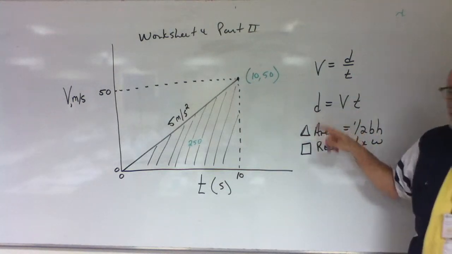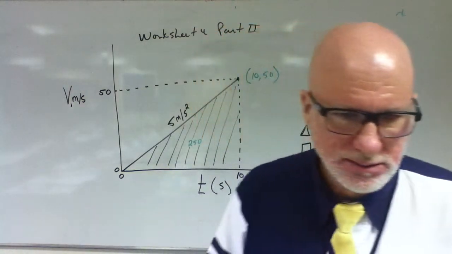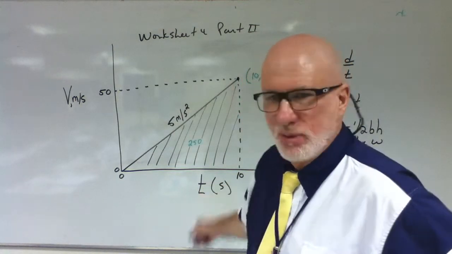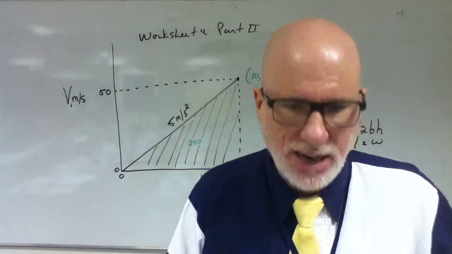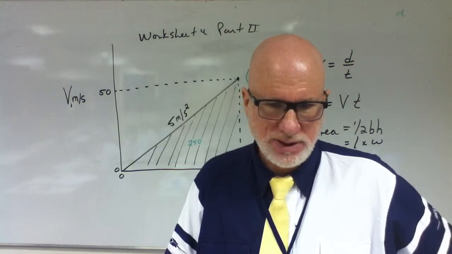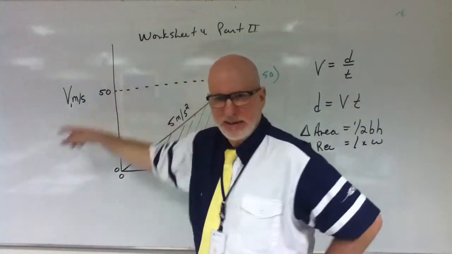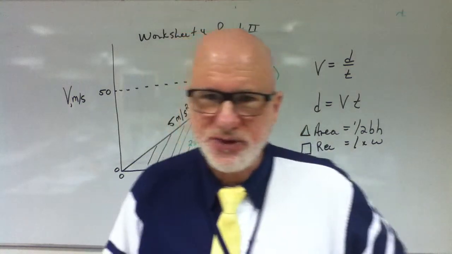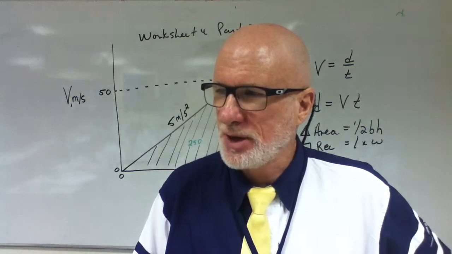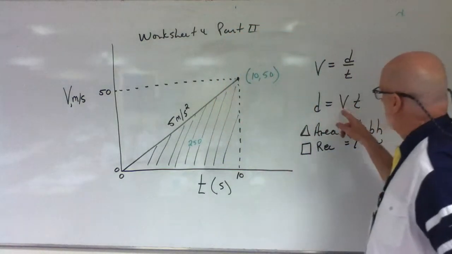What did I just multiply? What's the base? Time, right? What's the height? Velocity. All right. What did I do? Didn't I multiply the base times the height? So what did I multiply? V times t, right? Yes? Vt equals d.